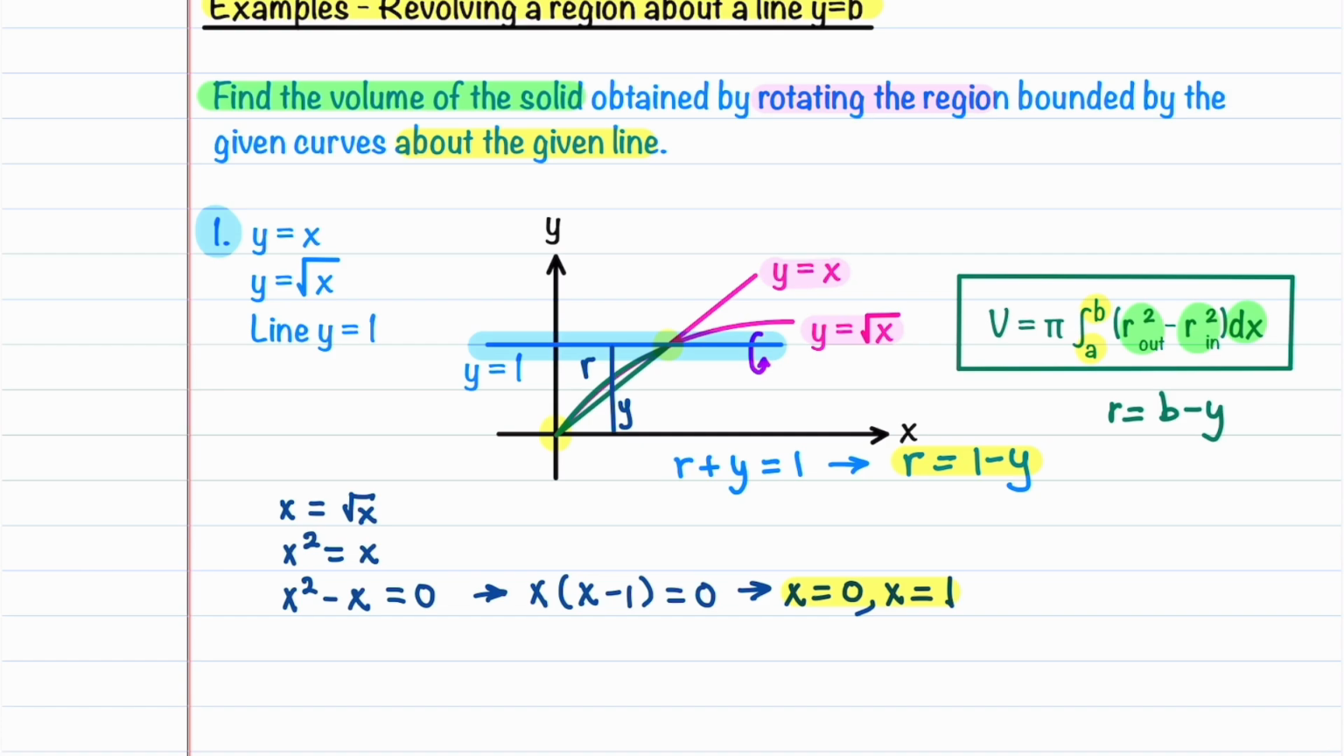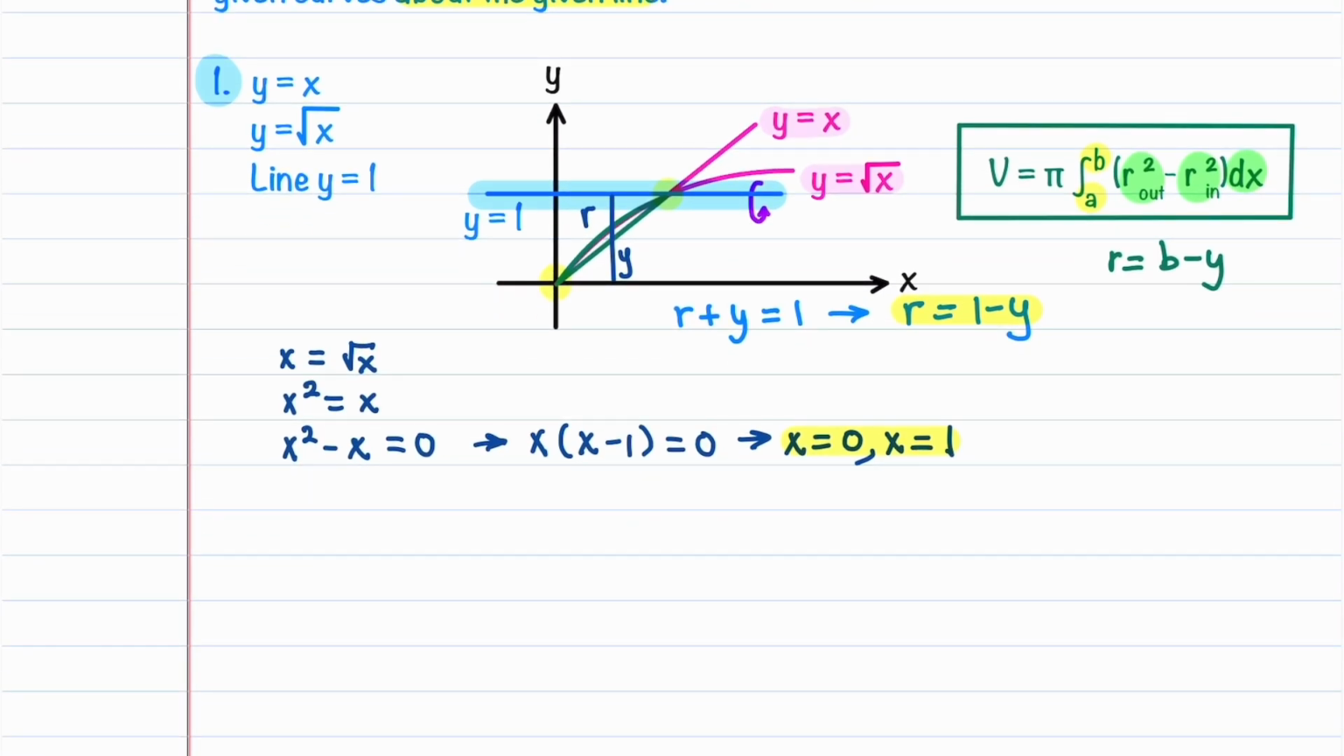Now we can go ahead and write down our formula. Our volume is pi times the integral from a to b, our outer radius squared minus our inner radius squared. And because our line is parallel to the x-axis, we're integrating with respect to x. Now let's find out what our equation for our outer radius is. We're integrating from 0 to 1.